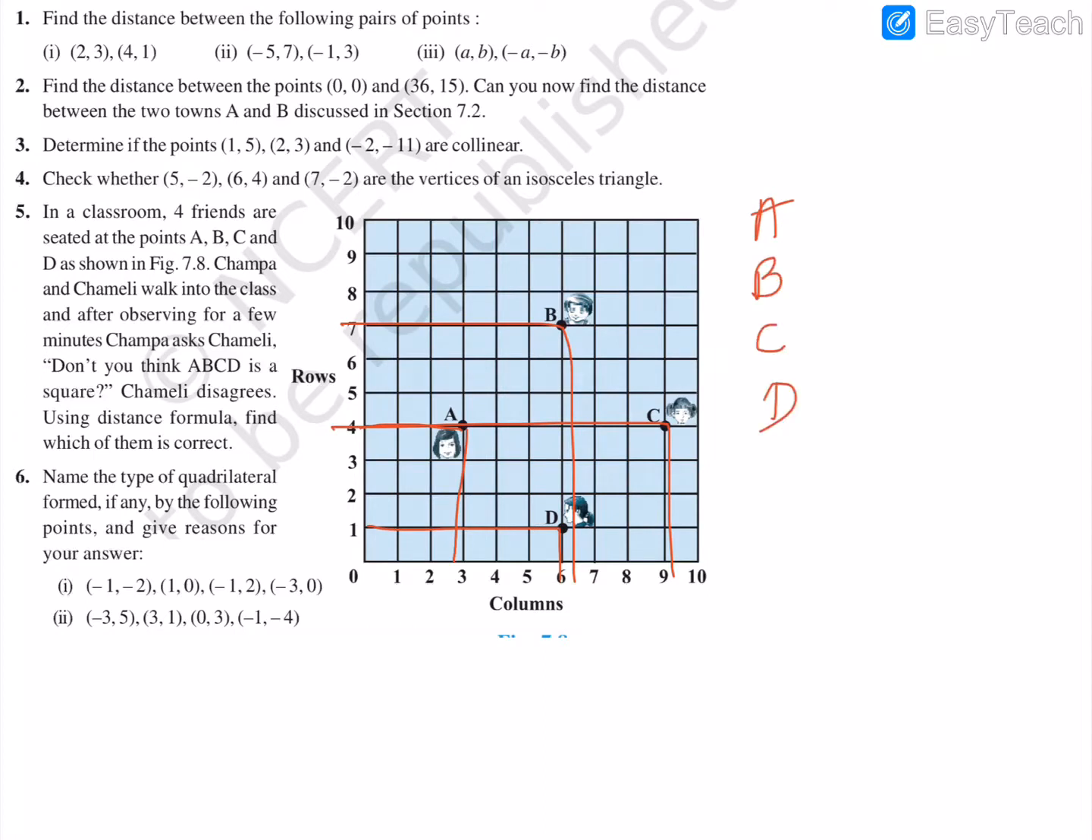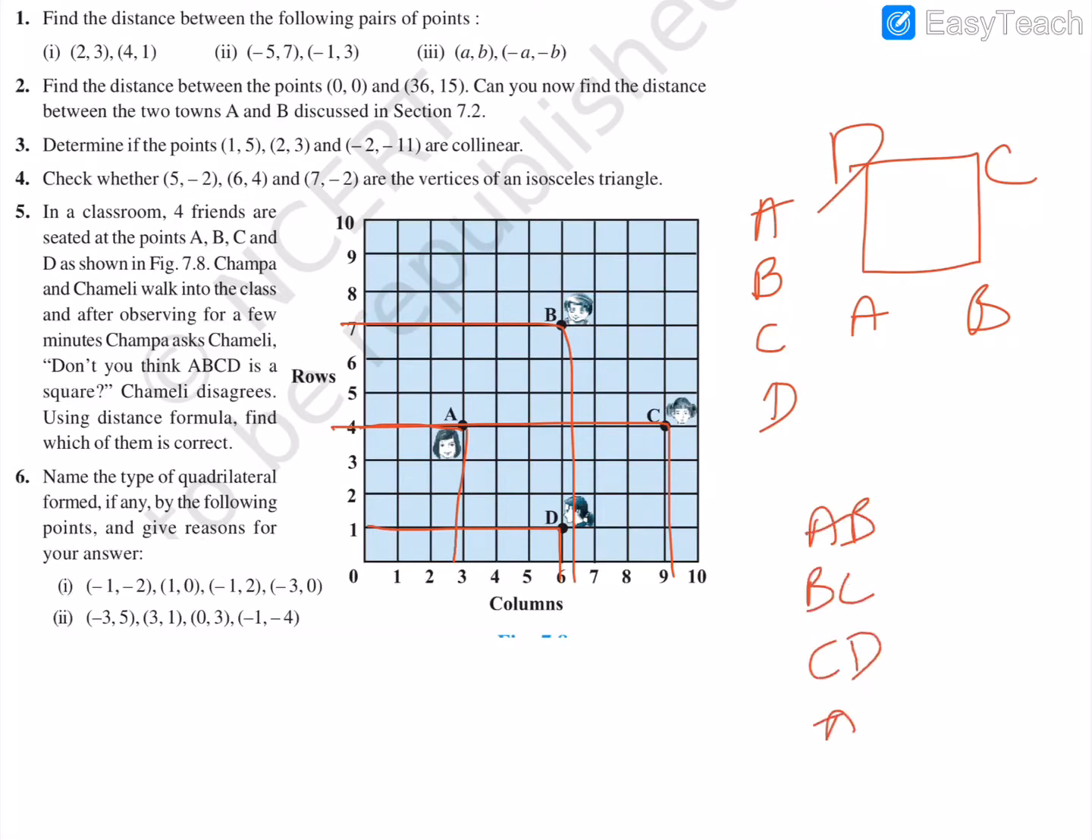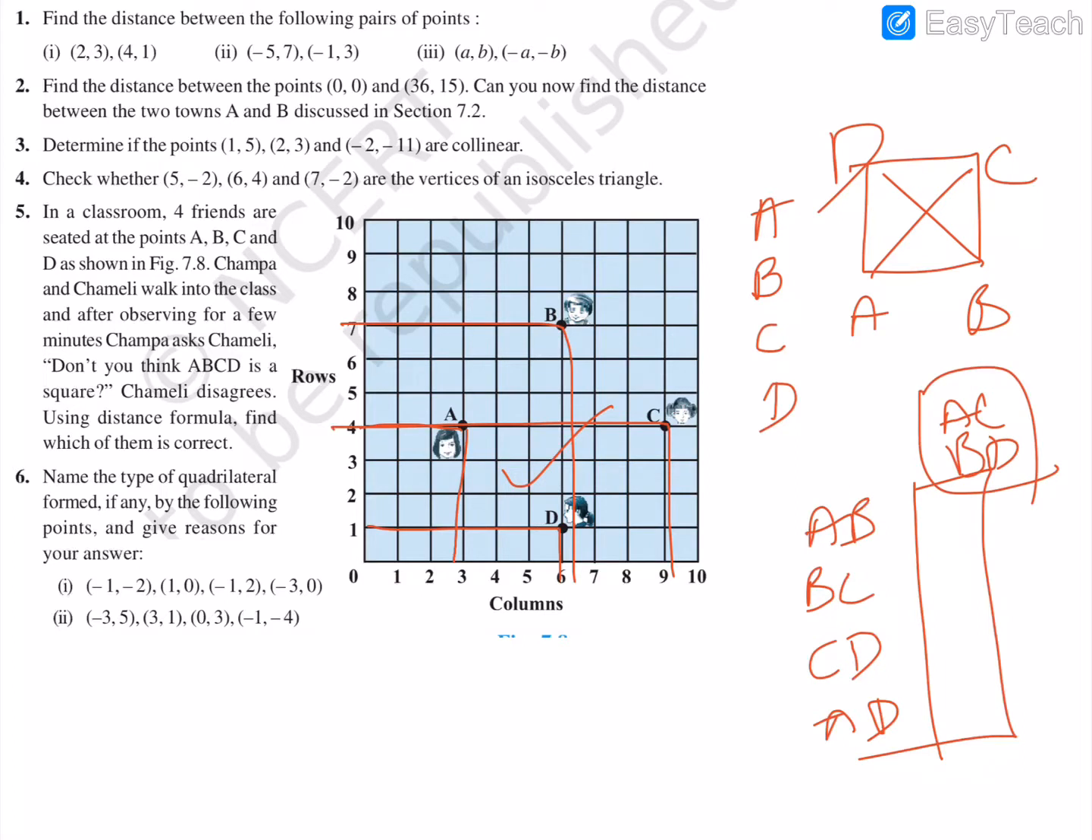Now we have done in our example sums how to show it is a square. We will find out AB, BC, CD, AD. All 4 sides, if all 4 sides are equal, you can say it is a rhombus or square. Then you will find out the diagonals AC and BD also. If these two are also equal, then only we can say it is a square. So why don't you check once using the distance formula.